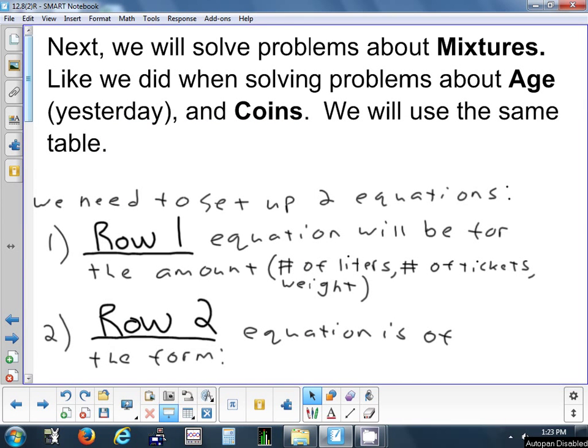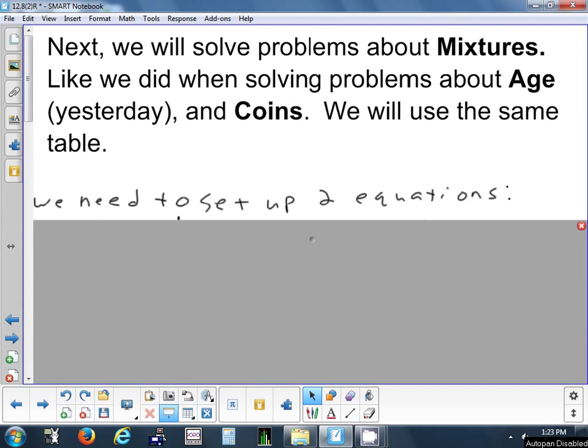All right, so yesterday we did problems about coins, okay? And we saw that the two main equations you had to set up, one equation was for how many coins you have, one equation was for what are the coins worth. Okay, we're going to see the same kind of thing. We'll set up an equation for how much of something we have, okay? And we'll also set up an equation that has money in it usually. And we're just going to explain those two sentences very generally.